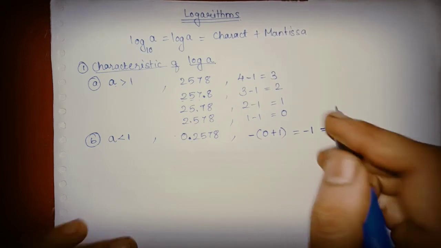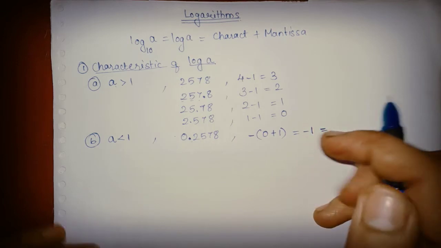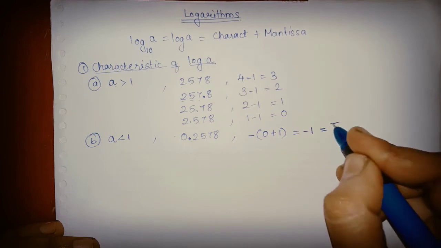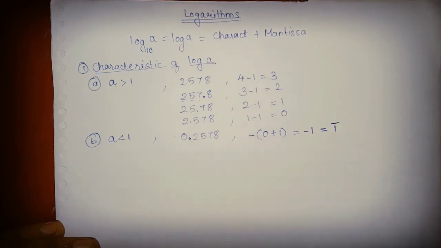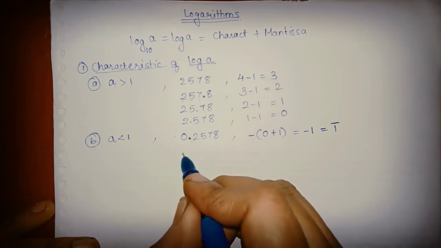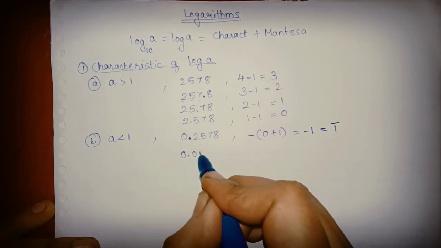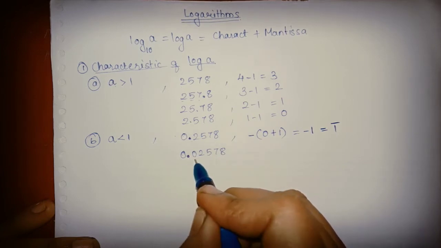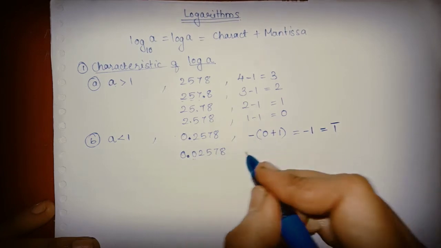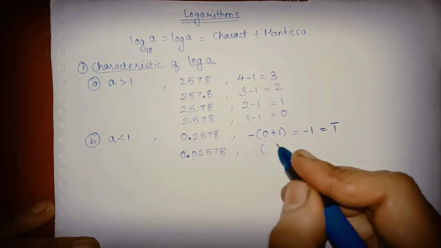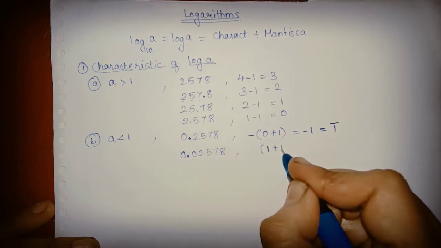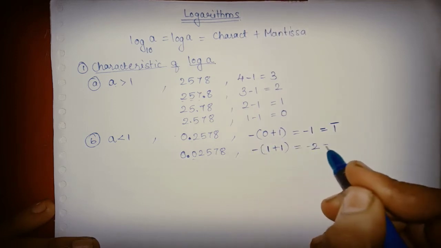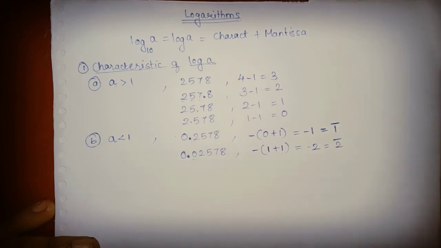But here we are not doing any subtraction, so to avoid confusion, we take 1 bar. That negative sign we denote as bar. Now suppose the number is 0.02578. After the decimal point there is 1 zero, right? So the formula becomes 1 plus 1, and your negative sign. So this is minus 2, so you can write 2 bar.